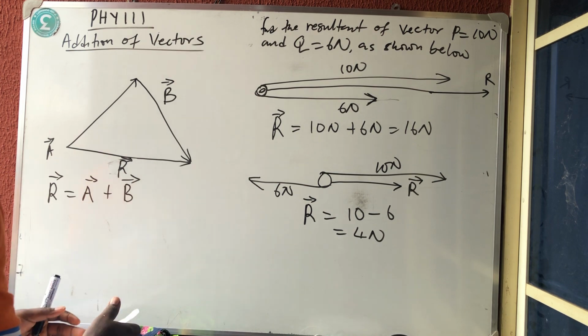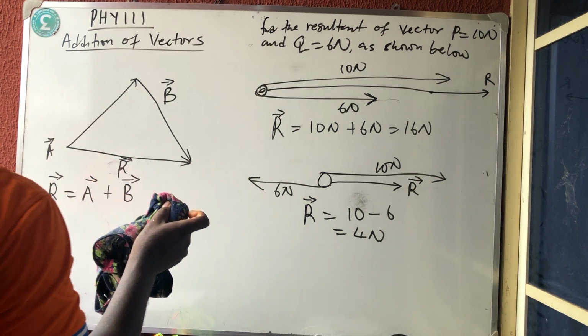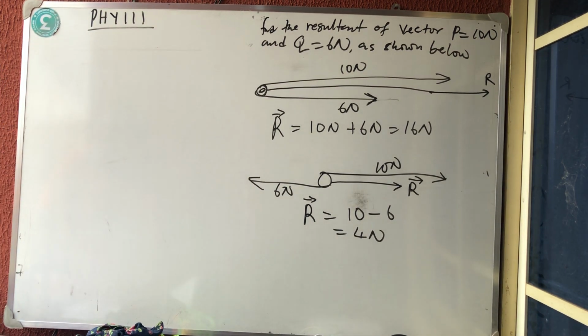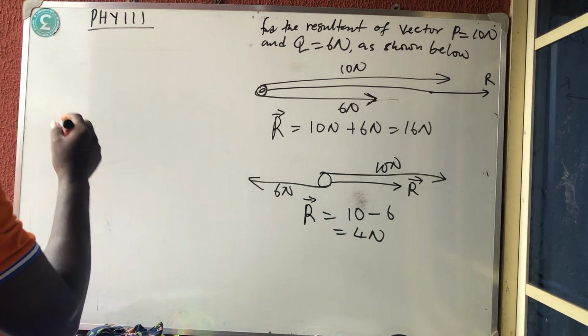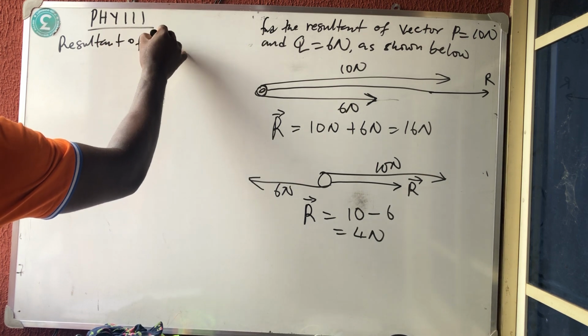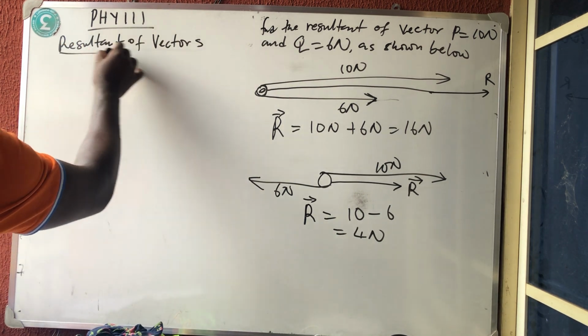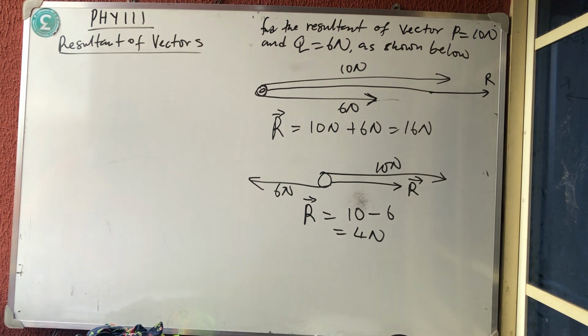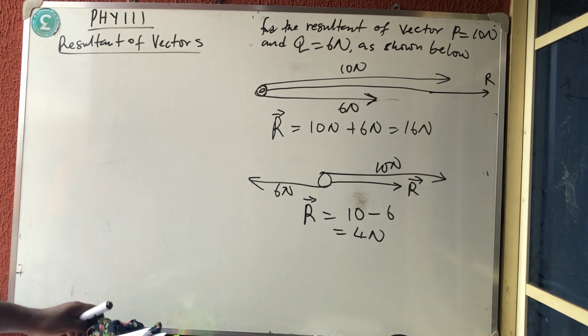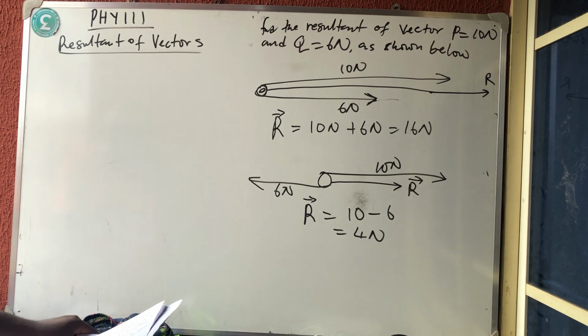So let's talk about the resultant of vectors. Now we are going to talk about the resultant of two vectors, if they are perpendicular and if they are parallel to each other. No, not parallel, but let's talk about the one that is perpendicular.